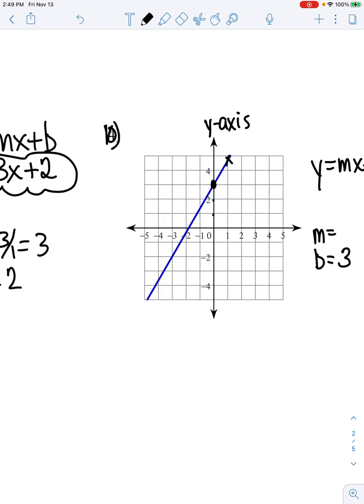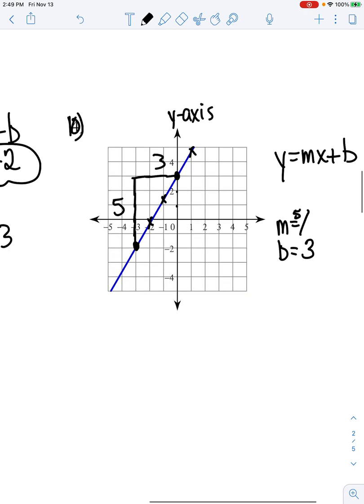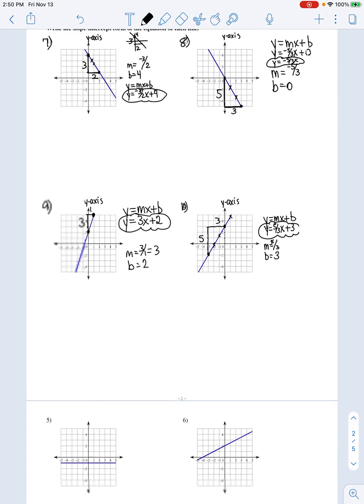And now I need another good corner point to find my slope. Well, that's not a good one. No. Oh, here's a good one. So my rise is 1, 2, 3, 4, 5 over 1, 2, 3. So now I plug that into my equation. Y equals, we said our slope, or m, was 5/3 x, and my y-intercept was plus 3. So y equals 5/3 x plus 3.